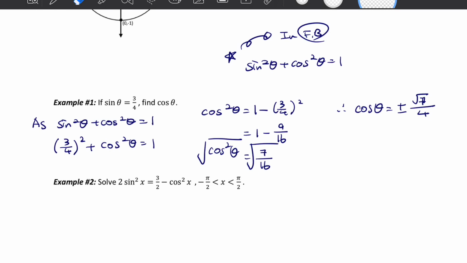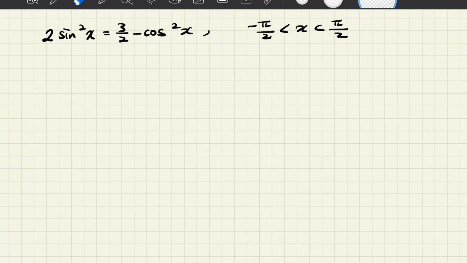We need to solve 2 sine square x equals 3 over 2 minus cosine square x, and the range of x is x greater than negative pi over 2 and less than pi over 2. So let's do this on a new page. Here we need to isolate sine square x and cosine square x, right? Because our ultimate goal is identifying the x value. So we need to simplify this as much as we can.